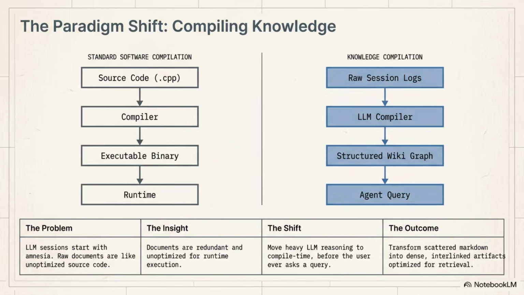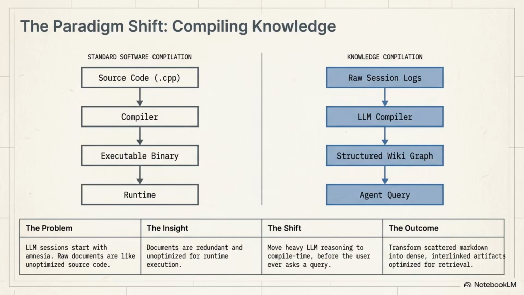Well, to fix this, we have to fundamentally change how these models process information. We really need to move away from standard RAG, retrieval augmented generation. Because RAG is basically just having the AI search through raw, unstructured text at the exact moment you ask it a question, right? Yeah, exactly. Which is the equivalent of forcing a human developer to reread the entire source code of a massive project every single time they need to fix a tiny CSS bug. Oh, wow. Yeah, that is incredibly inefficient.